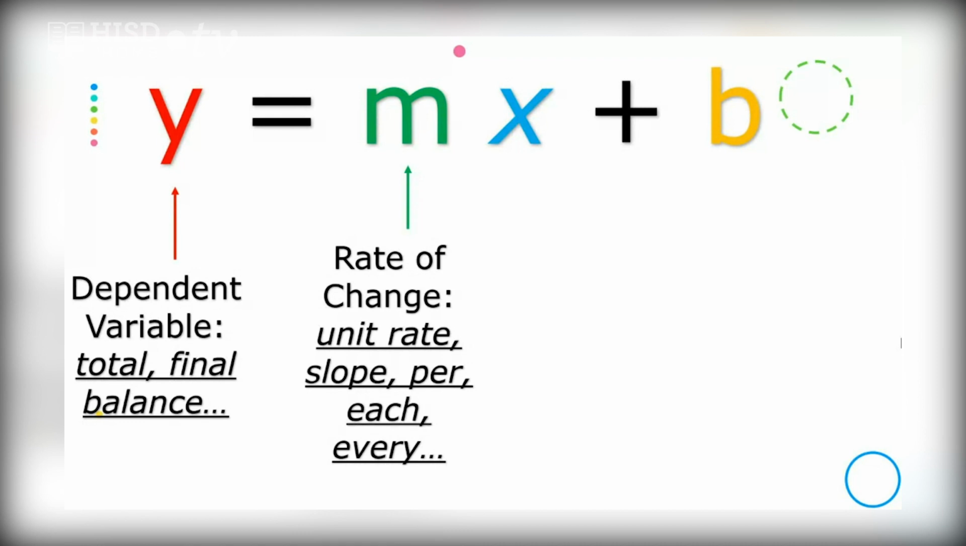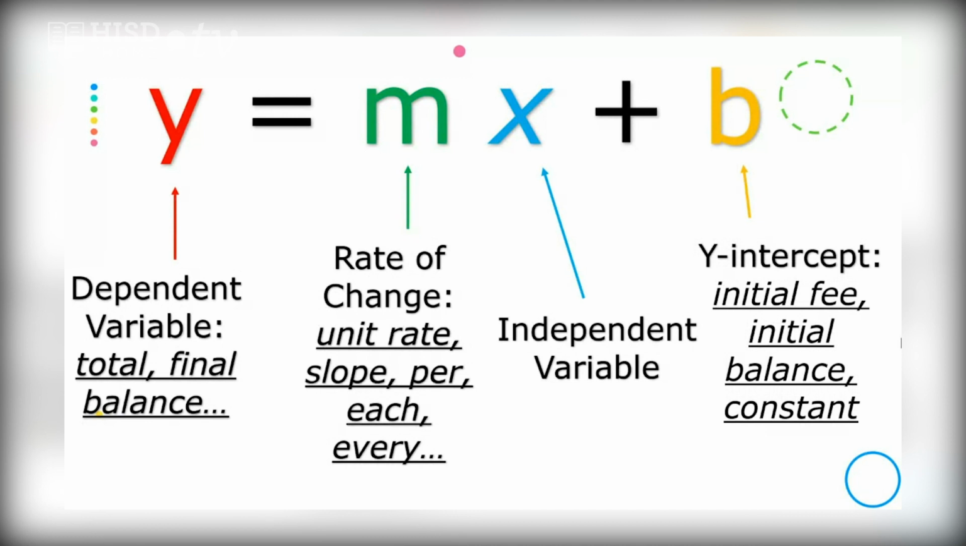Then we have the letter X, which in this case represents the independent variable. And the last letter is going to be the letter B that represents the y-intercept. This y-intercept represents an initial fee or an initial balance or a constant, or something that is not changing or does not repeat over time.